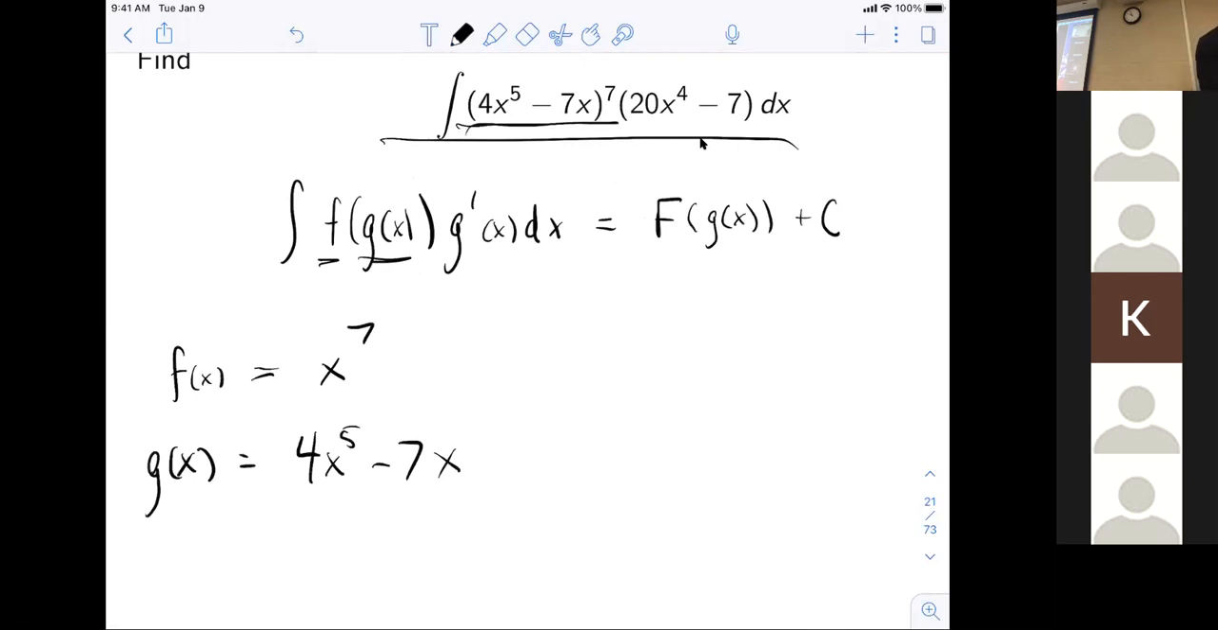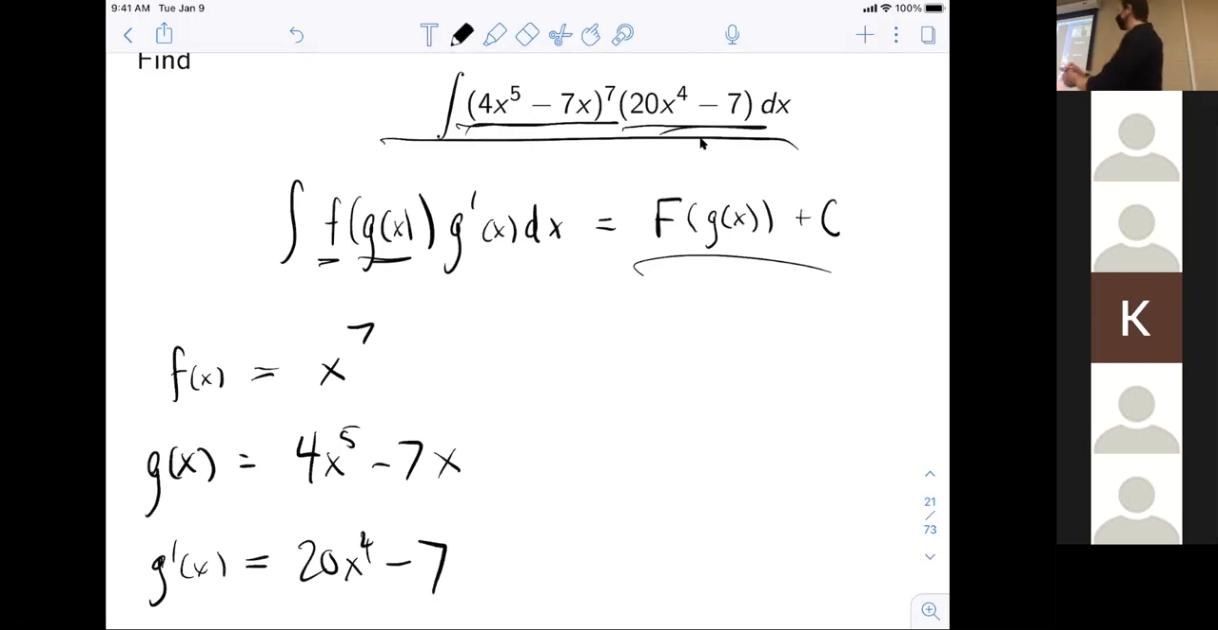Now we just have to hope that this is g prime of x. And if it is, then we're set. Then we can just say, all right, then the right-hand side is just this. Okay, well, what is g prime of x? 20x to the 4th minus 7. It's exactly what we wanted it to be able to use this method of undoing the chain rule. Okay.